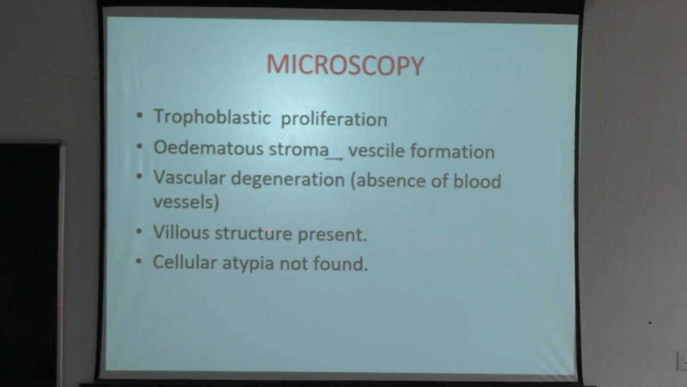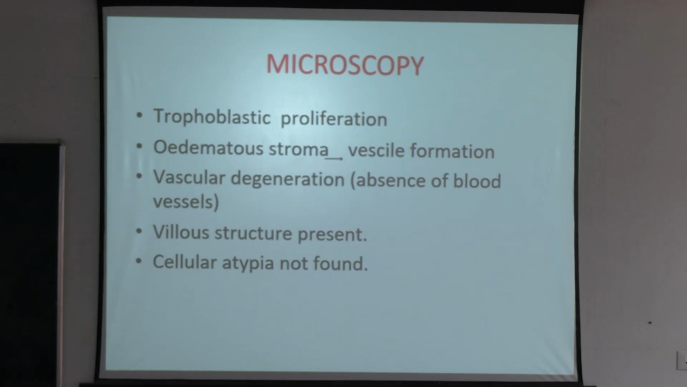So villus structure is present, meaning thereby it is not malignant. If it was malignant, the villus structures would be absent. Cellular atypia is not found, and that is a feature of malignancy. As the complete molar pregnancy is a benign disease, cellular atypia will not be found. So by histopathological examination, you can say that it is a benign disease, not a malignant one.